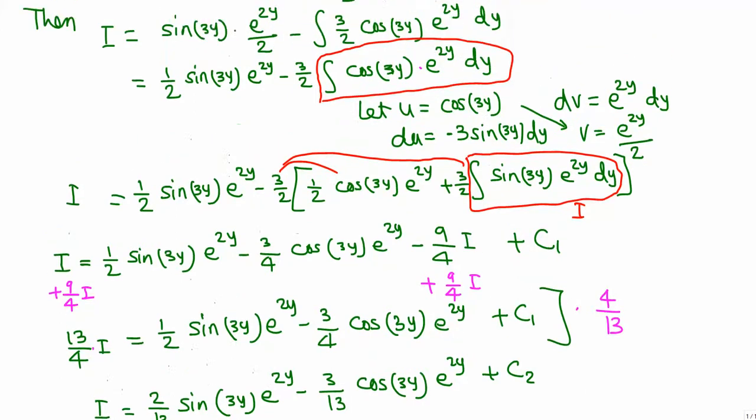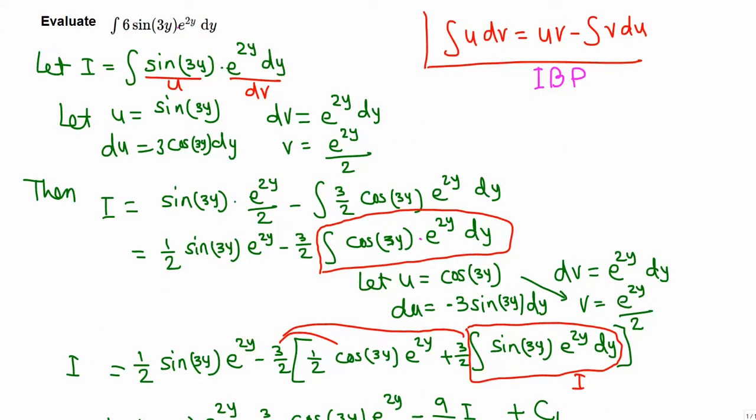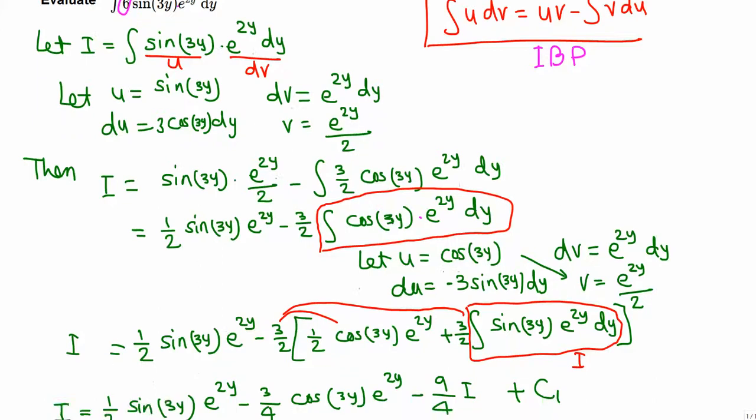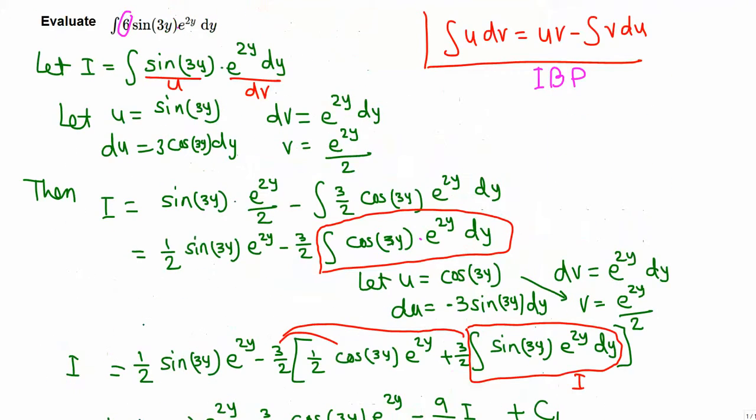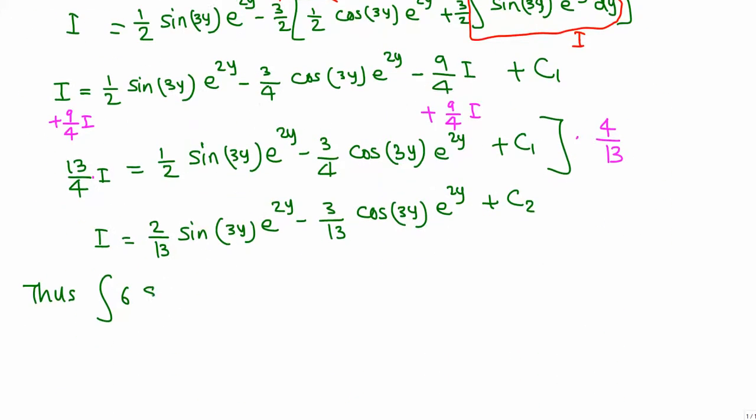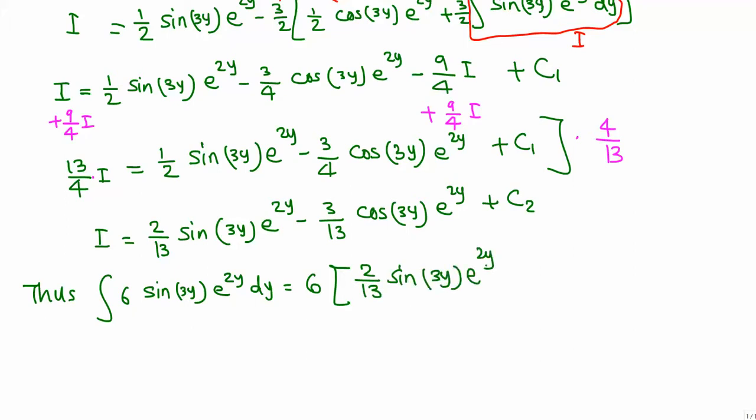That's the integral we wrote without this 6, because the question has this 6. Now we multiply by 6 and we get the final answer. Thus the integral of 6 sine 3y e^2y dy equals 6 times whatever we have here. That's the final answer: 2 over 13 sine 3y e raised to 2y minus 3 over 13 cosine 3y e raised to 2y plus c2.